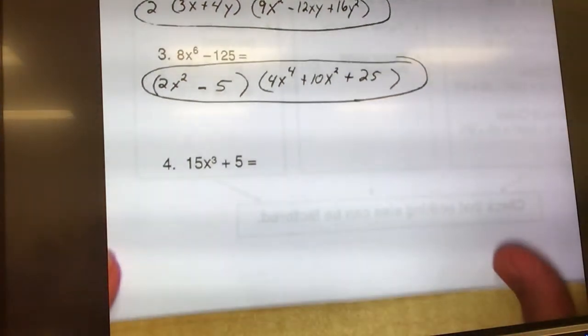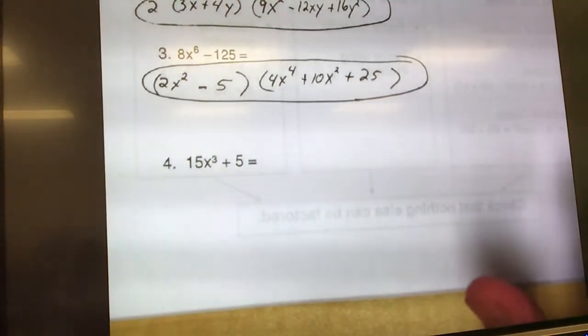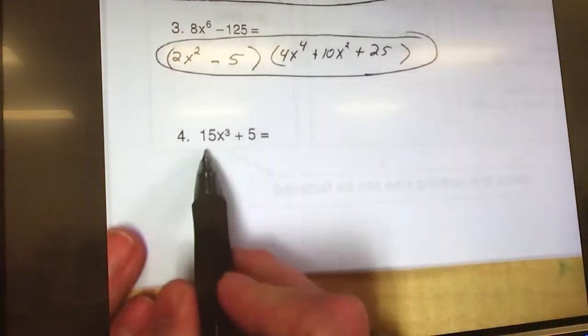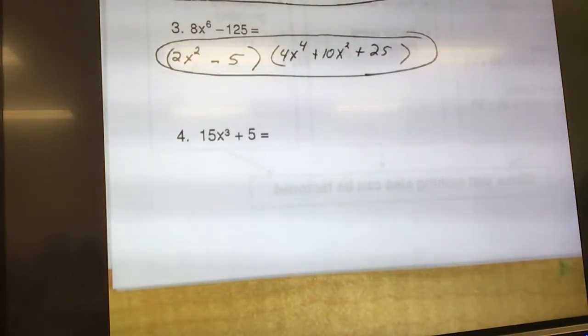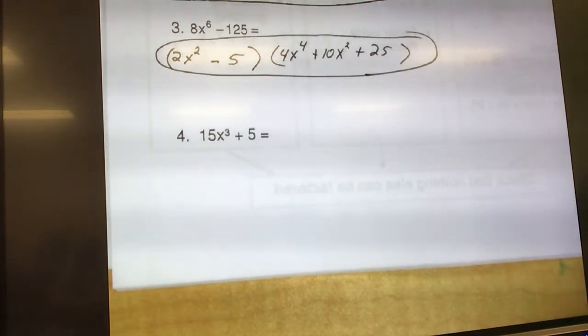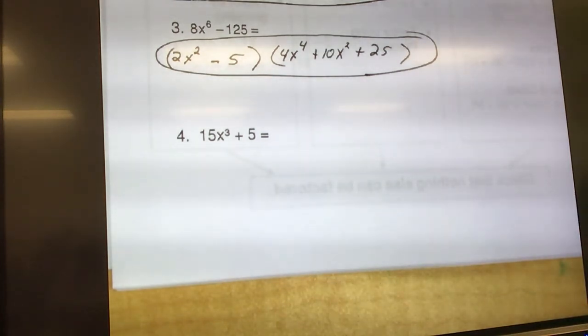Okay, next one's a little easier. Because I looked at it and go, is there a number that'll cube to give me 15? Well, no, there's a number we could add 3 times to get 15, but not multiply. So we go, okay, let's jump in.